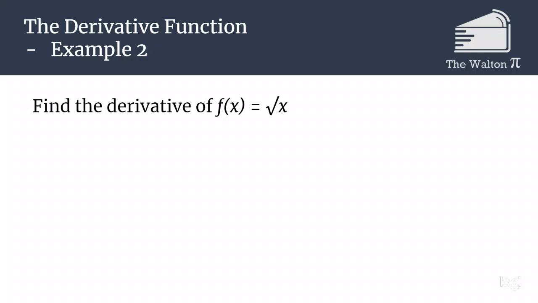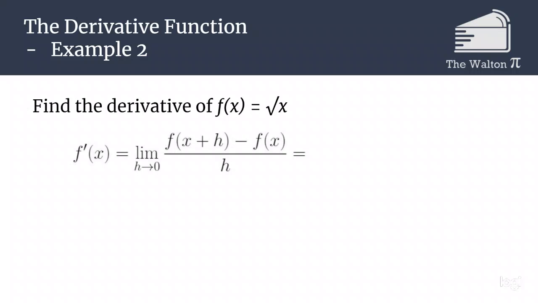Let's do another one. Let's find the derivative of the square root of x. Well, again, we're just going to plug this into our equation, so we get the limit as h goes to 0 of the square root of x plus h minus the square root of x all over h. Anytime you're dealing with square roots and addition in either the numerator or the denominator, if you're trying to cancel, a good rule of thumb is to try multiplying by the conjugate.